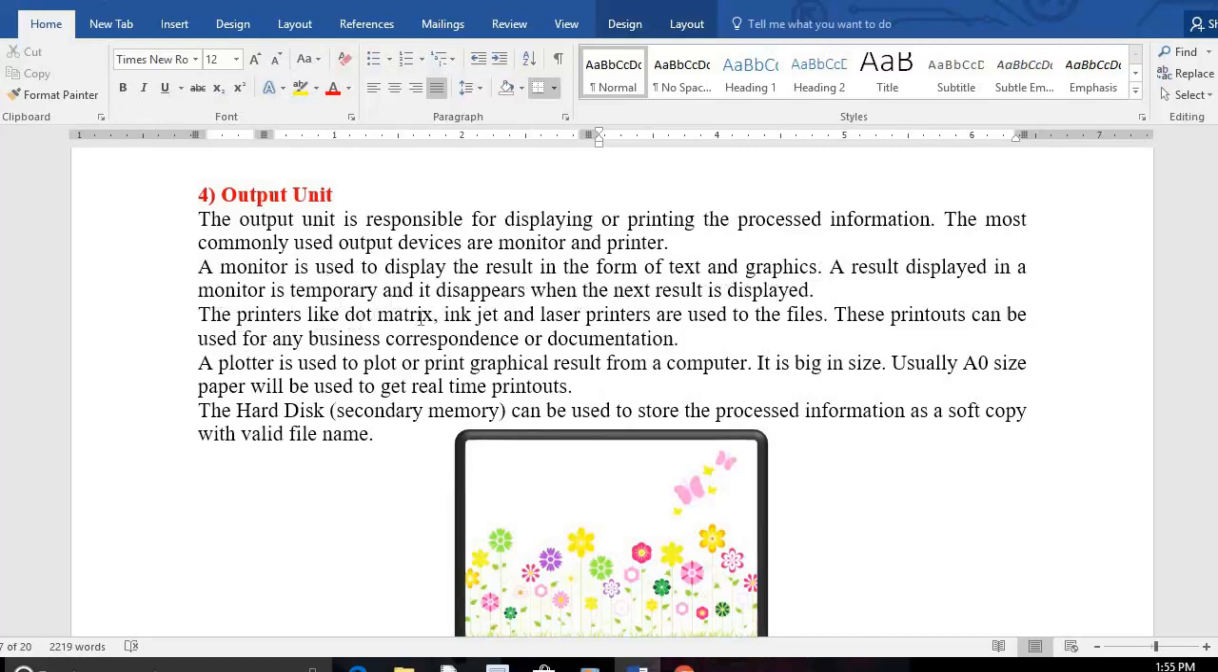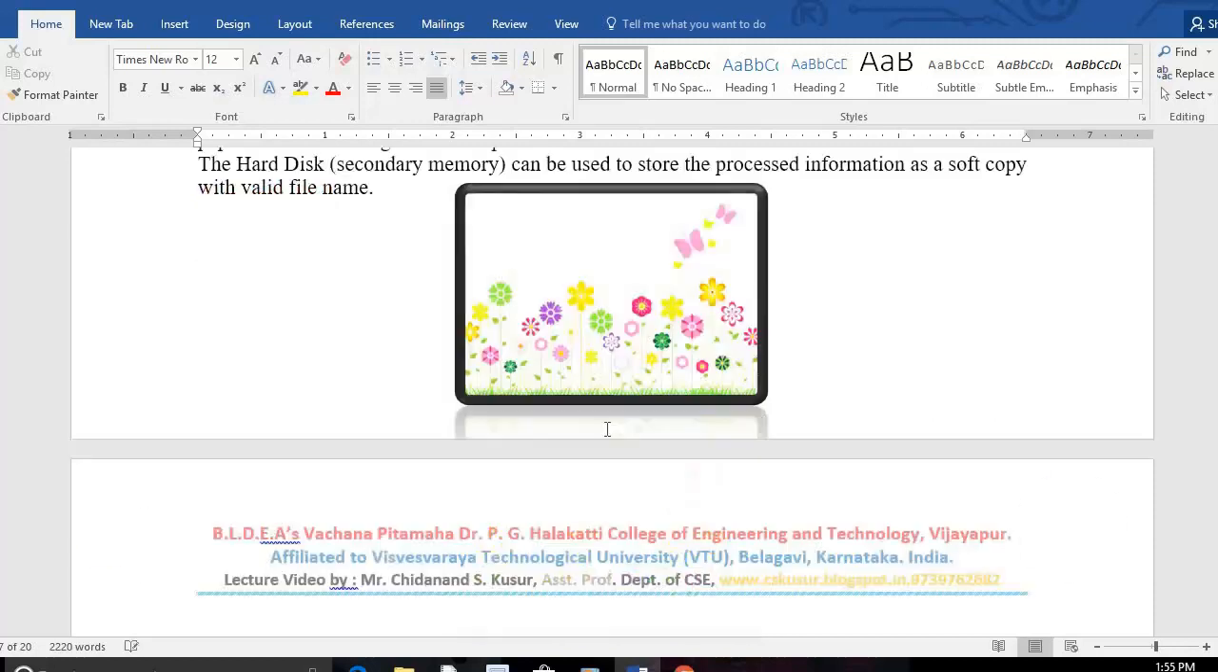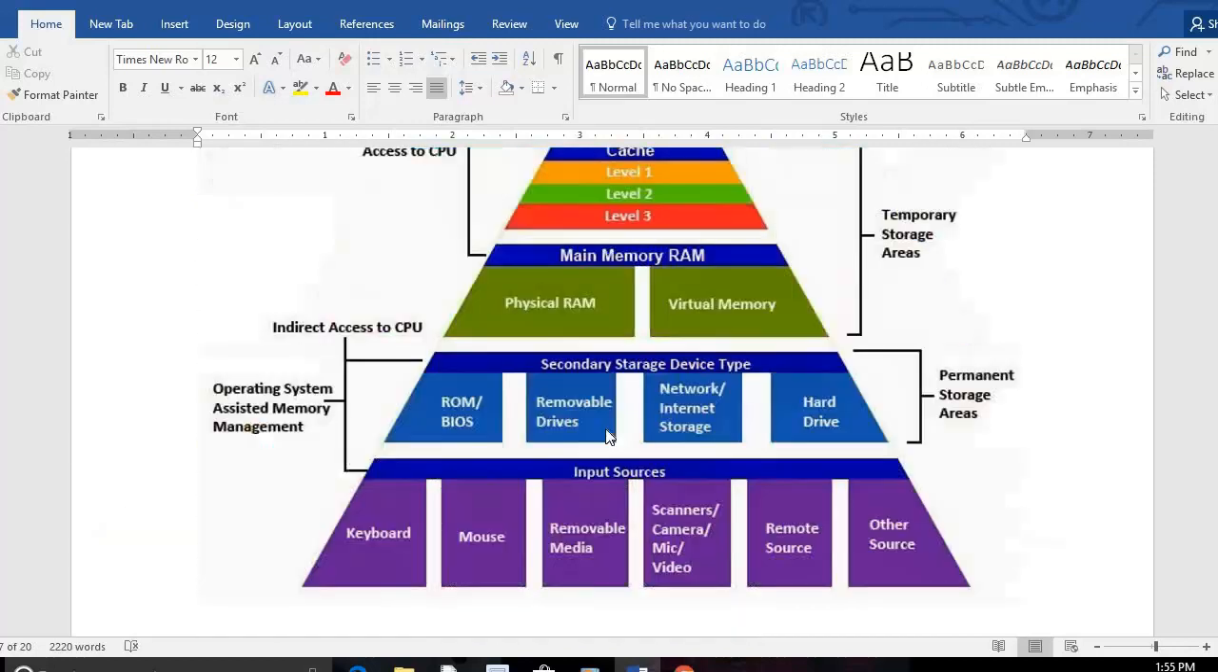Printers like dot matrix, inkjet and laser printers are used to store results as files; printouts can be taken. A plotter is larger in size, using A0 size paper, in real-time industry use. Hard disk is secondary memory. You can explain these things in your own way.